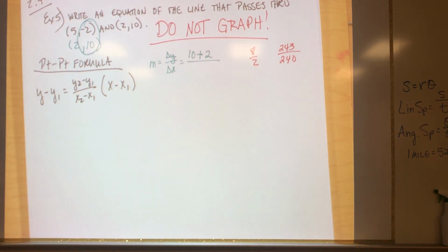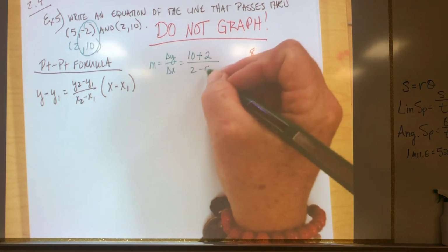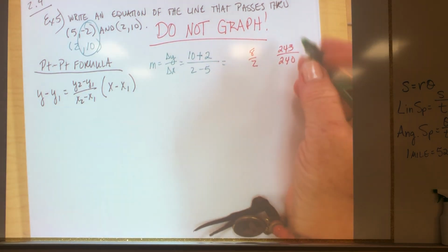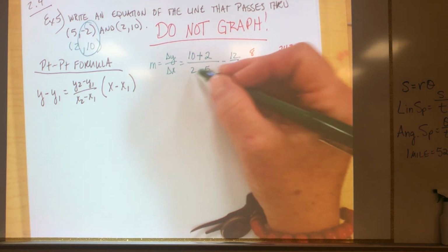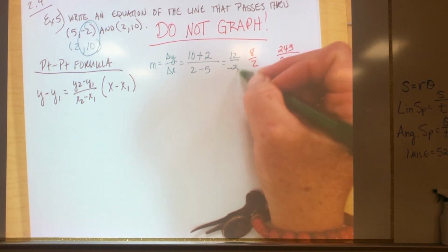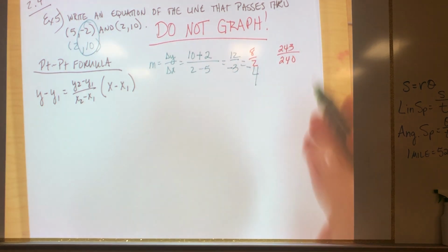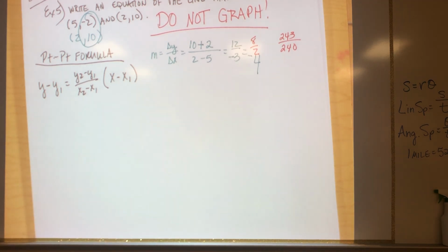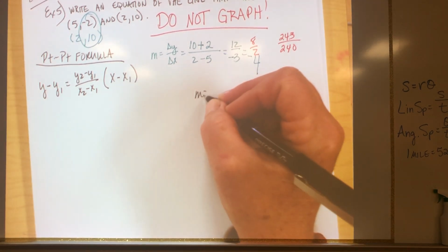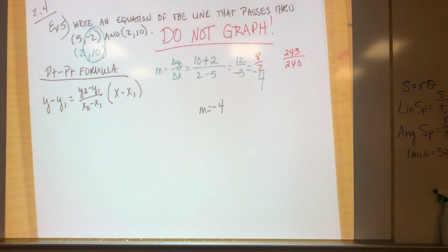And it makes your slope wrong, okay? So it should be 2 minus 5. It's gonna give you the wrong sign, is what it's gonna do. What's 10 plus 2? 12. Over 2 minus 5. And 12 over negative 3 is negative 4, okay? So that's my slope. My slope is negative 4. Now, which point am I supposed to pick?